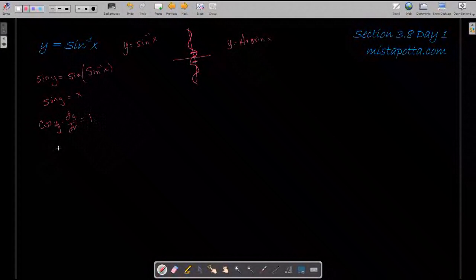So I find out that dy dx is 1 over cosine of y. And this is what we expected from the notation that we talked about on the previous slide, that it's going to be 1 over the derivative of my original function evaluated at y.